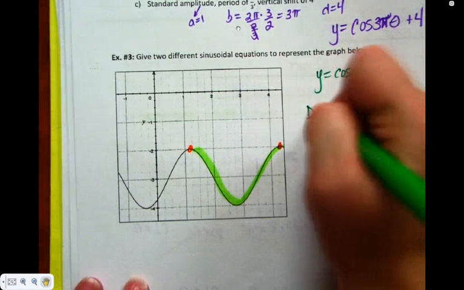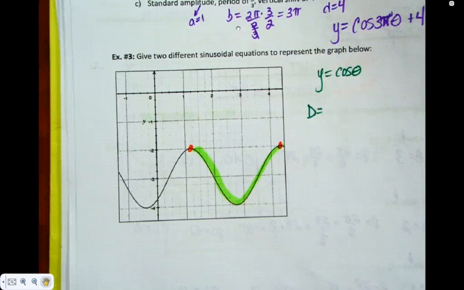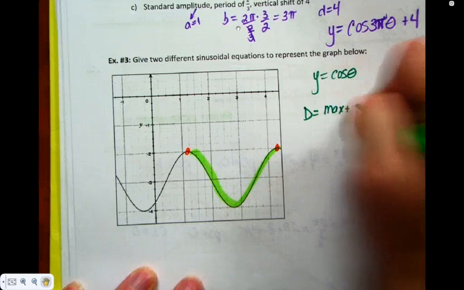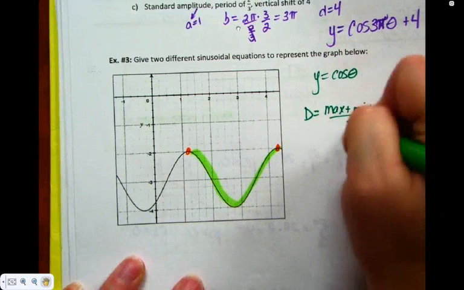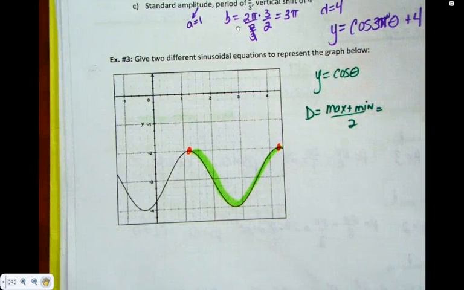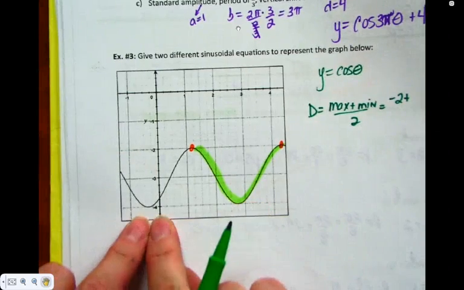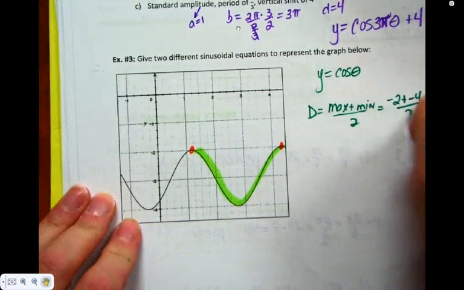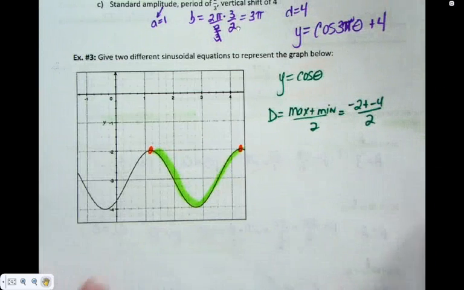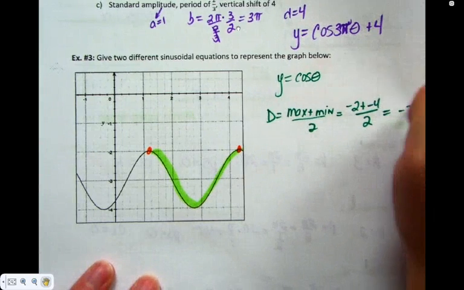Then I do the d value because that is the center line. That just comes from max plus min divided by 2. It's averaging the high and the low. We want to know what's exactly halfway in between. So my max value is -2. My min value is -4, and I want to divide them by 2. So -2 minus 4 is -6, and -6 divided by 2 is -3.